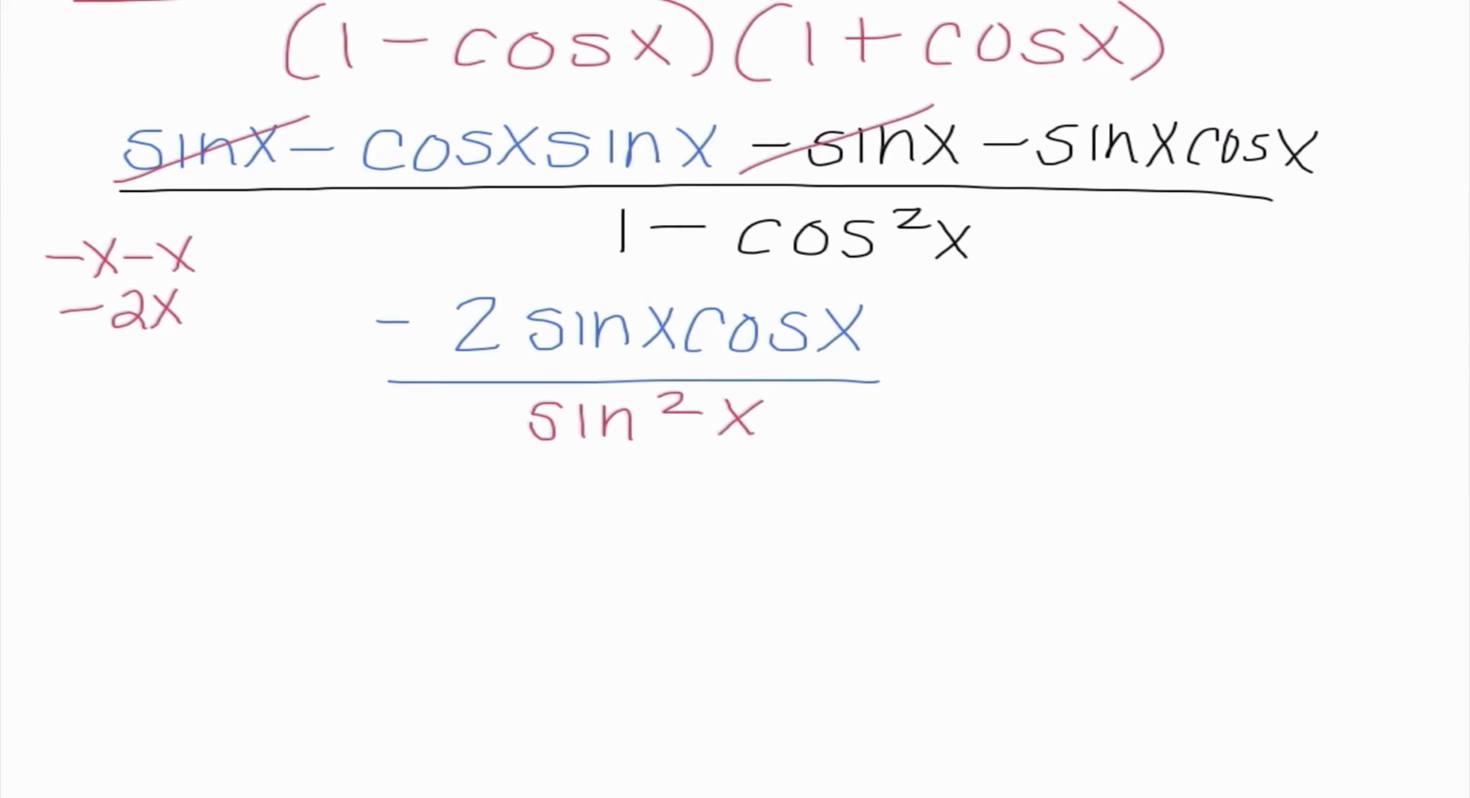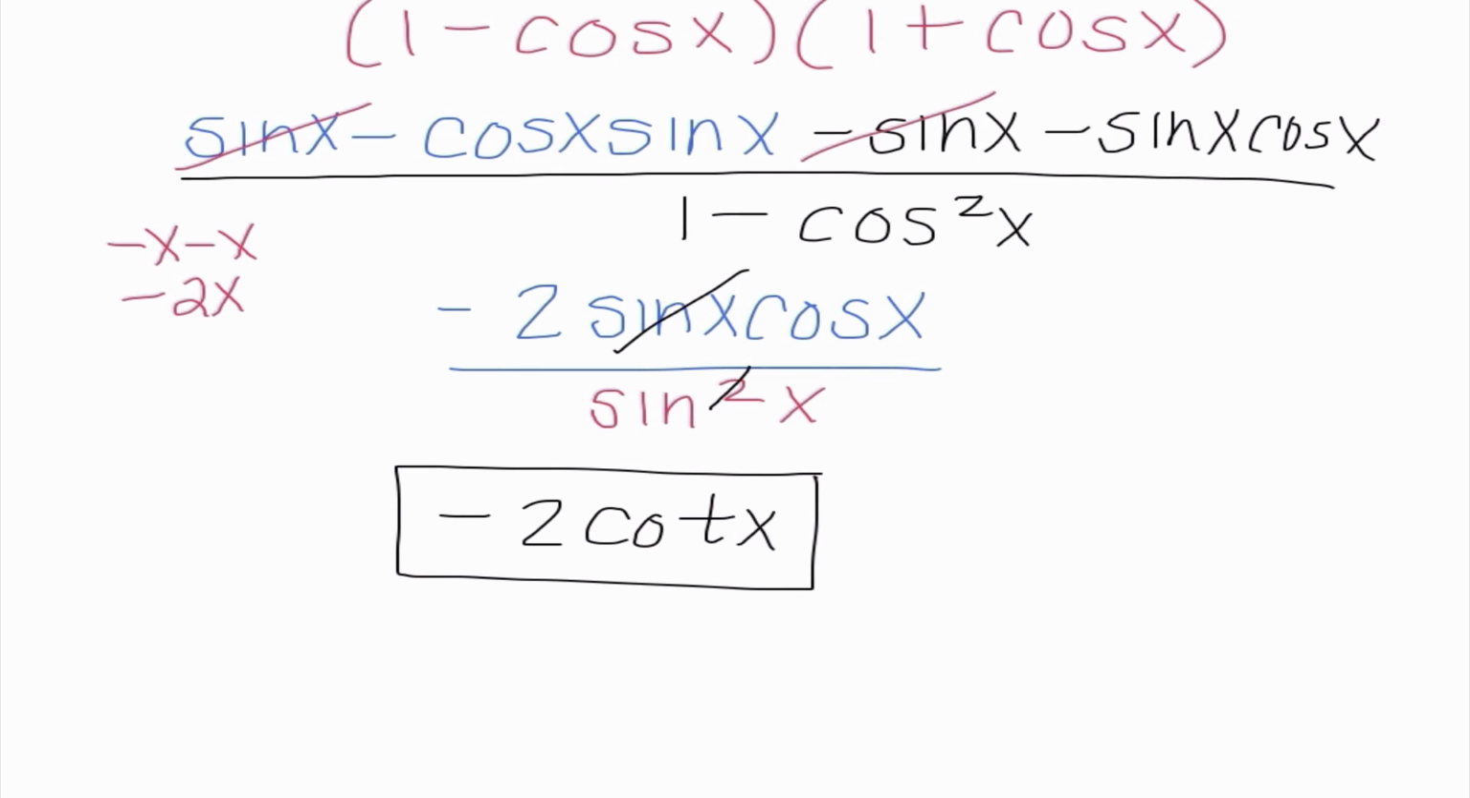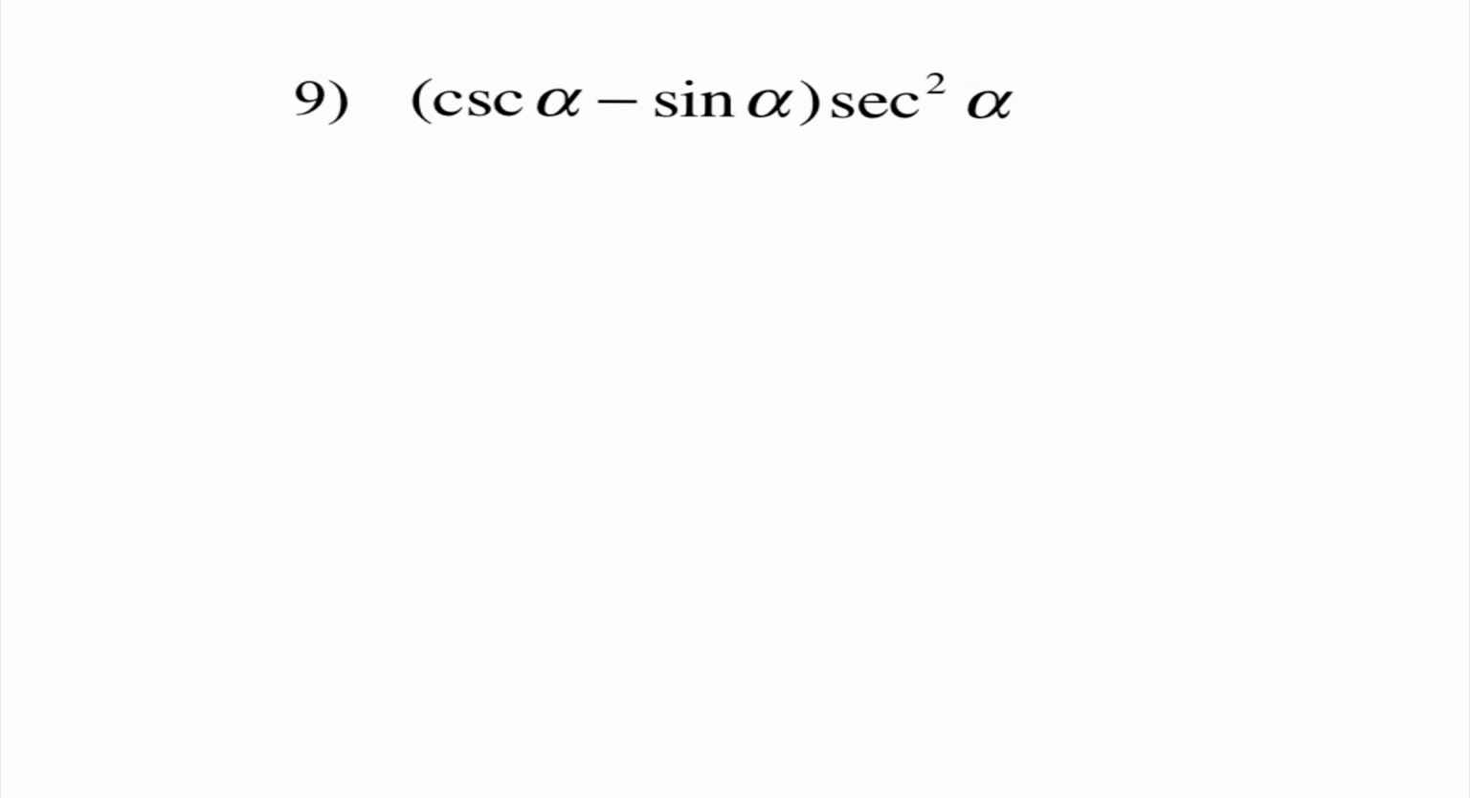Now since these are both monomials, I know I can simplify and sine and the squared would cancel out. And I need to think this cannot be my final answer because I should not have a fraction in my final answer. So I need to think, what is cosine over sine equal to? And that is equal to cotangent. So my answer would be negative 2 cotangent x.